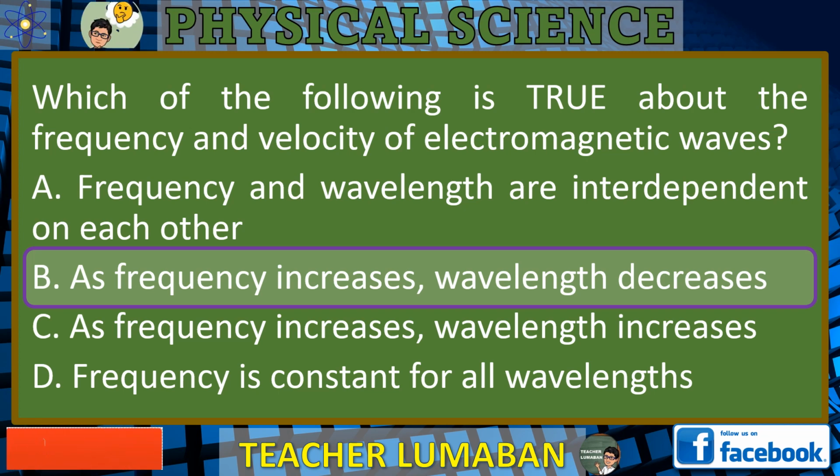The relationship between frequency and wavelength is described by the equation, speed of light equals frequency multiplied by wavelength. Since the speed of light is constant in a given medium, an increase in frequency must be accompanied by a decrease in wavelength, and vice versa. This means that as the frequency of an electromagnetic wave increases, the wavelength becomes shorter, and as the frequency decreases, the wavelength becomes longer.